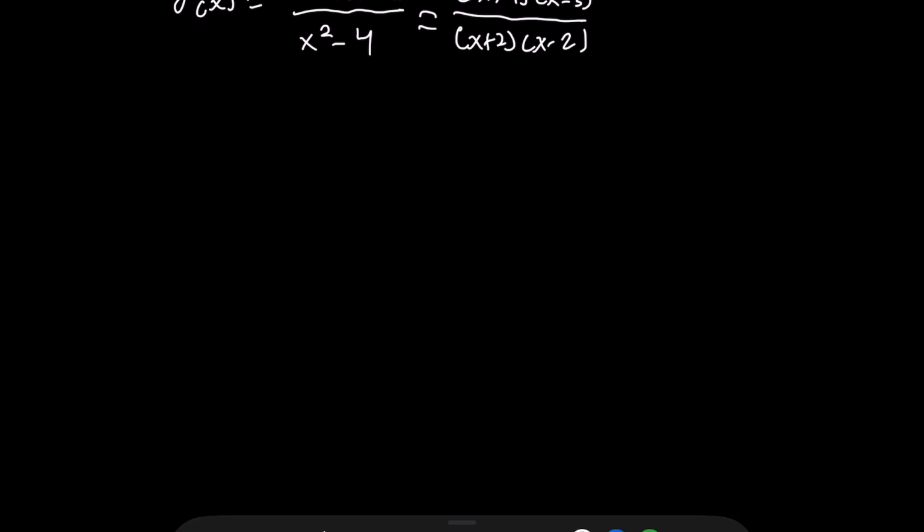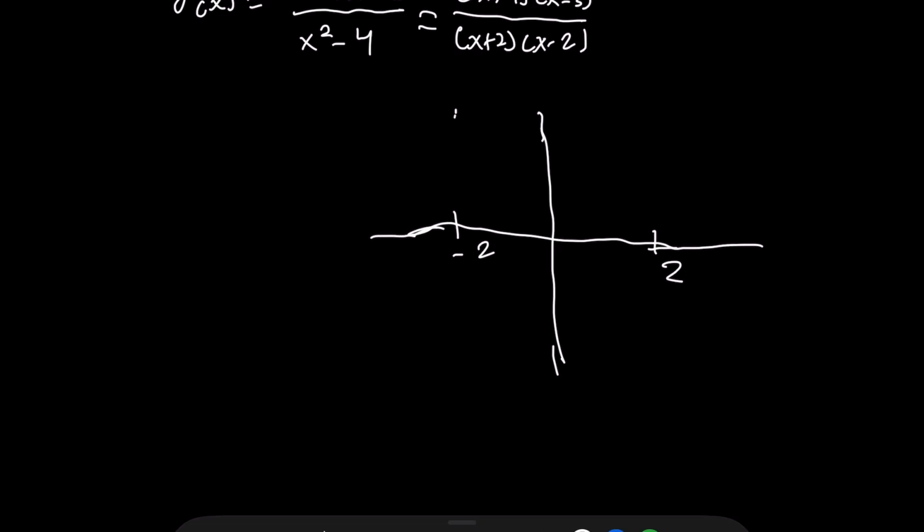So you'll notice right away that we have zeros at -4 and at 3, and that'll help us. We also have vertical asymptotes at -2 and at 2, so we can draw those. And you'll see that we have a horizontal asymptote at 1.